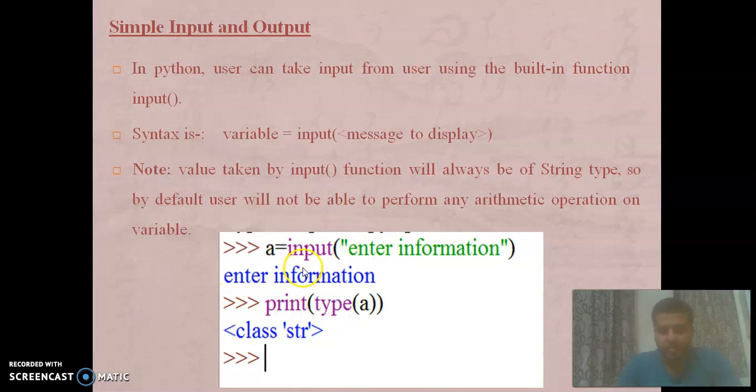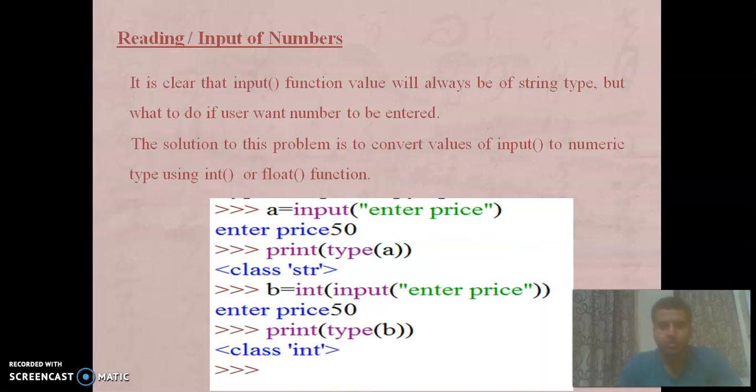You can see the input function is there, and you are putting a message, "enter information", and that input value is going to the variable a. Then when you check the type of the value a, it is str, which means the string class. So we have to convert those string type values into some kind of value on which you want to perform an operation.